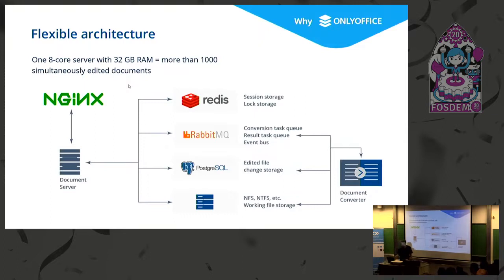Now a little bit about performance. If you need, let's say, 1,000 simultaneous connections, you only need a single server with 8 cores and 32 gigs of memory, just because you need your server only when opening a document and when closing it. That's all. Between these 2 points, you don't need your server anymore.